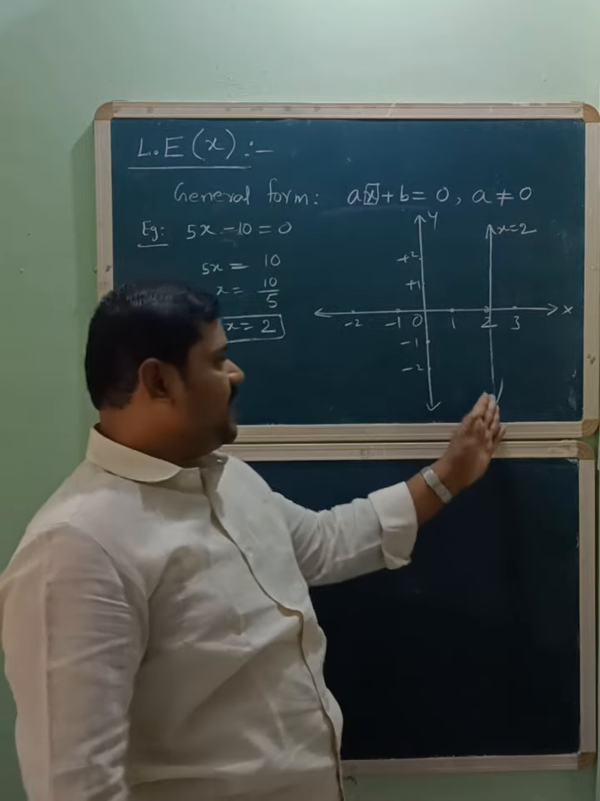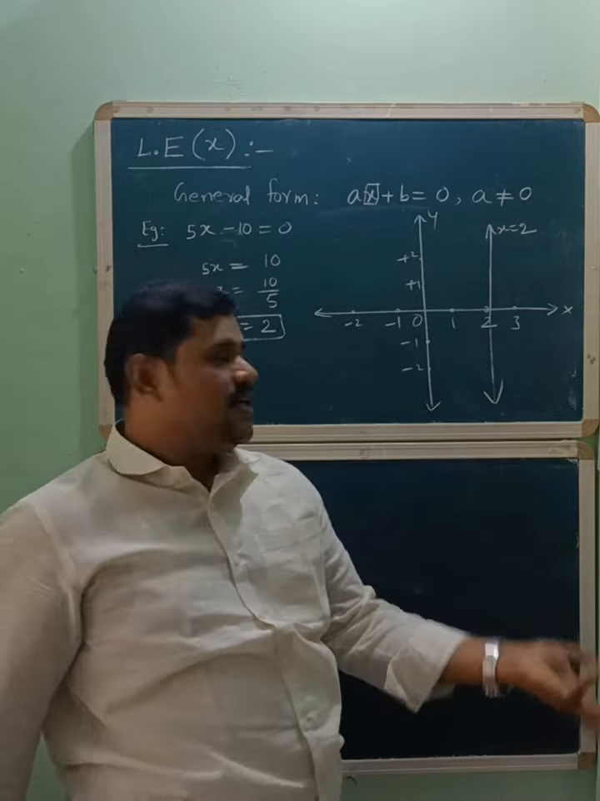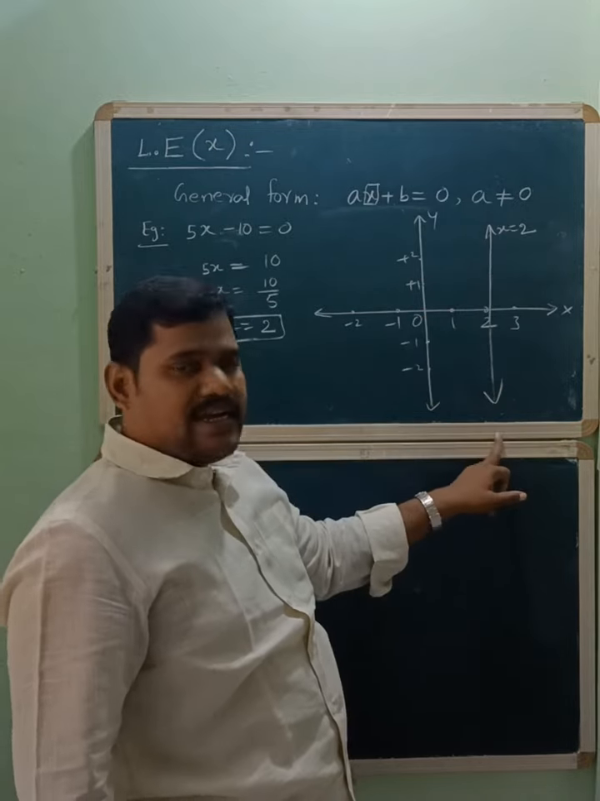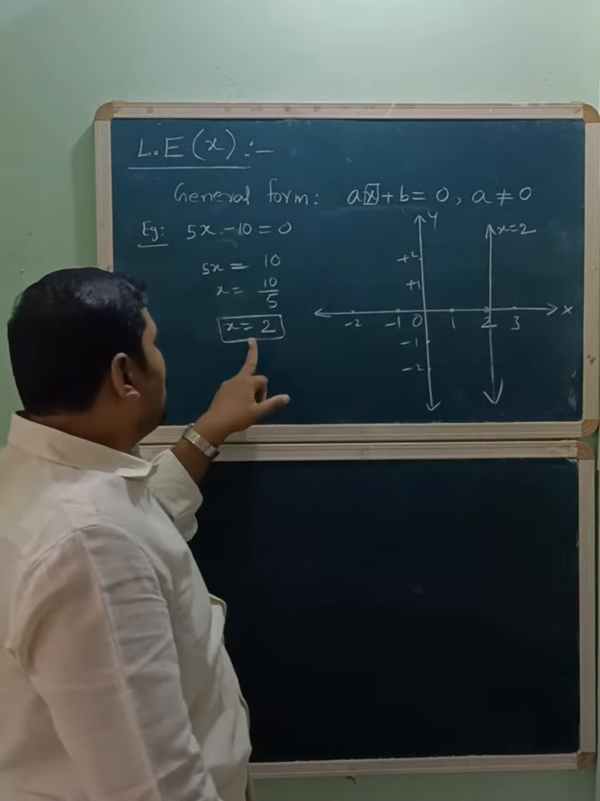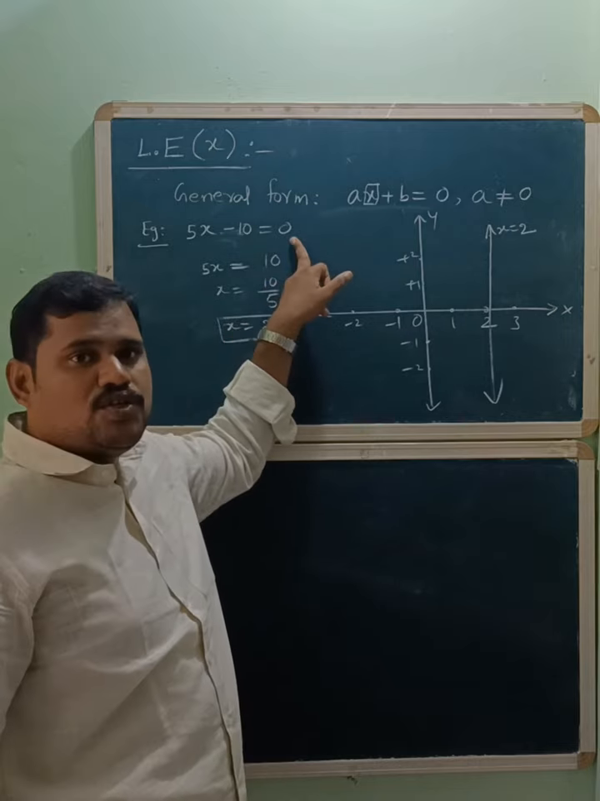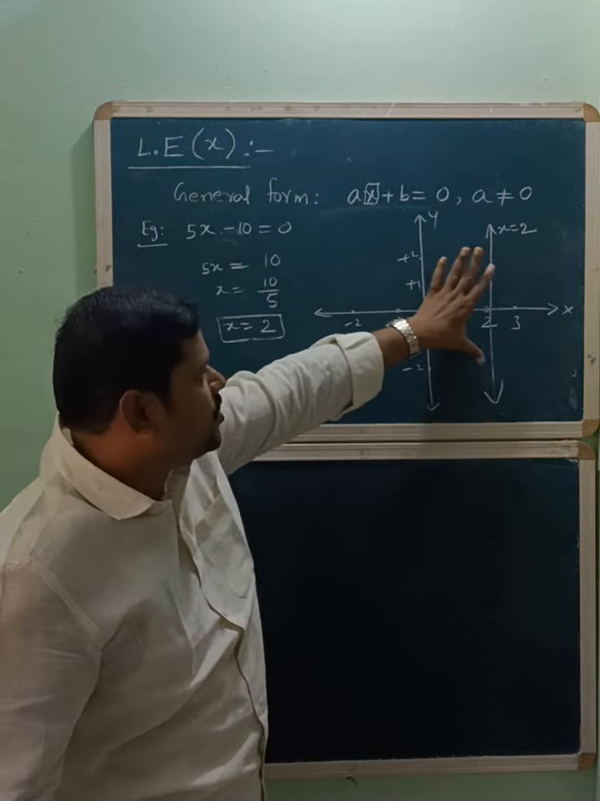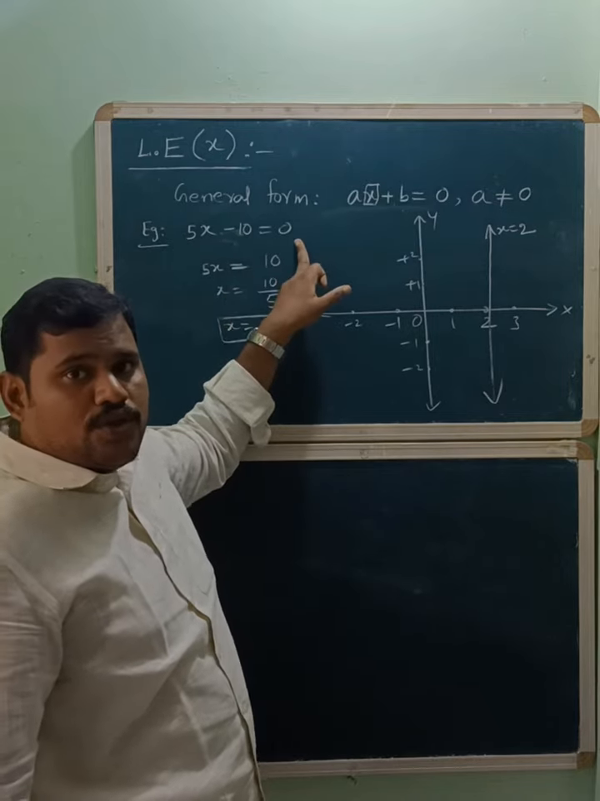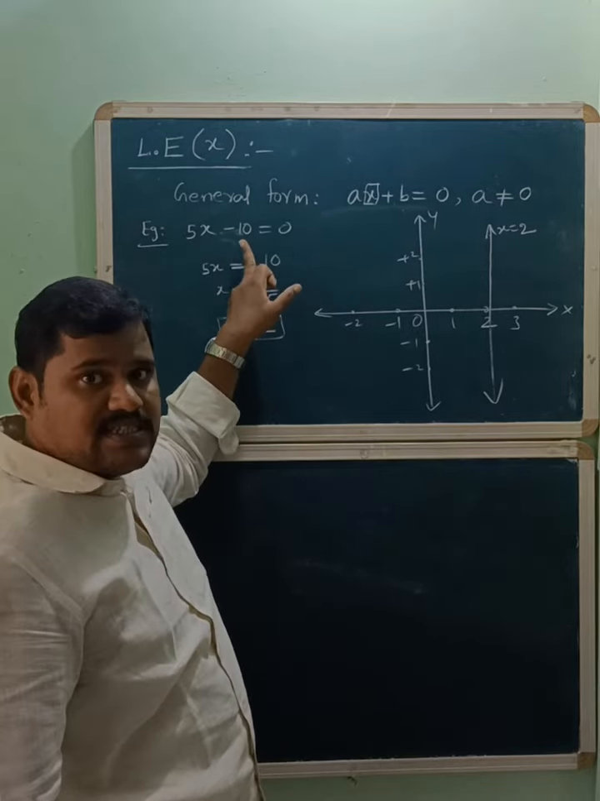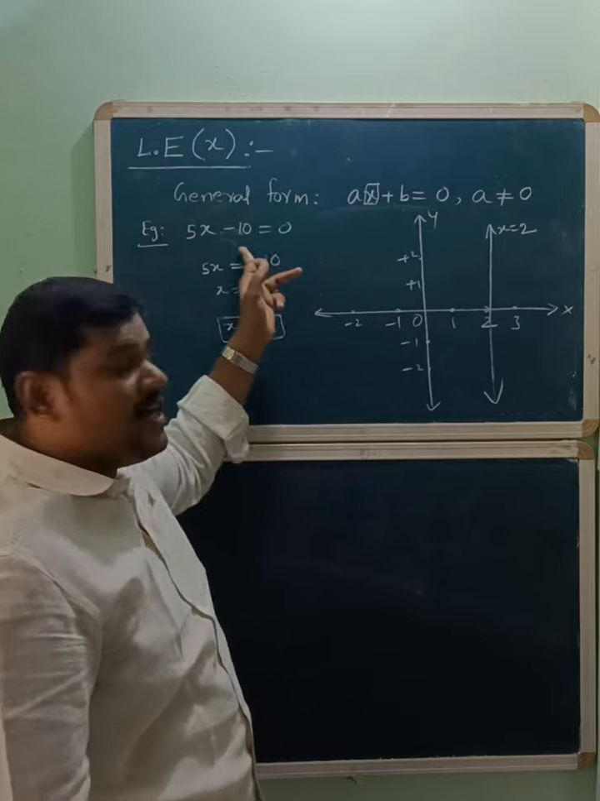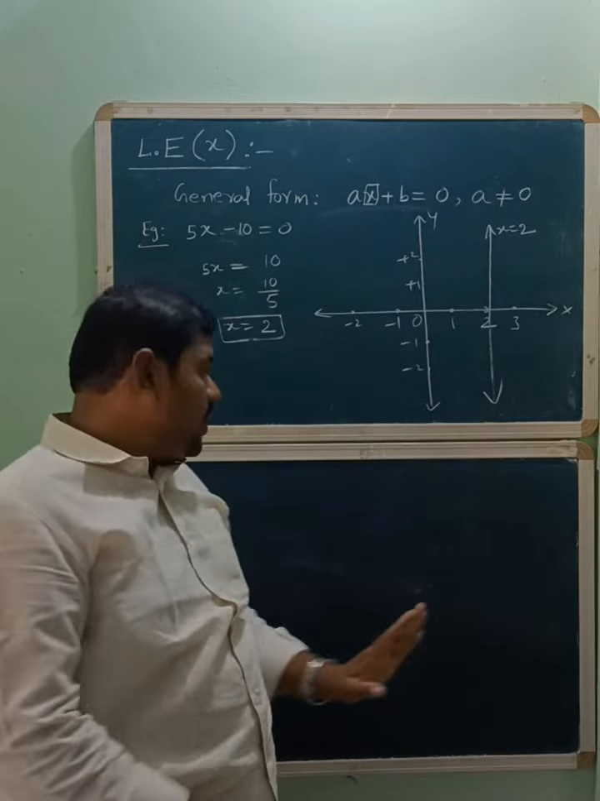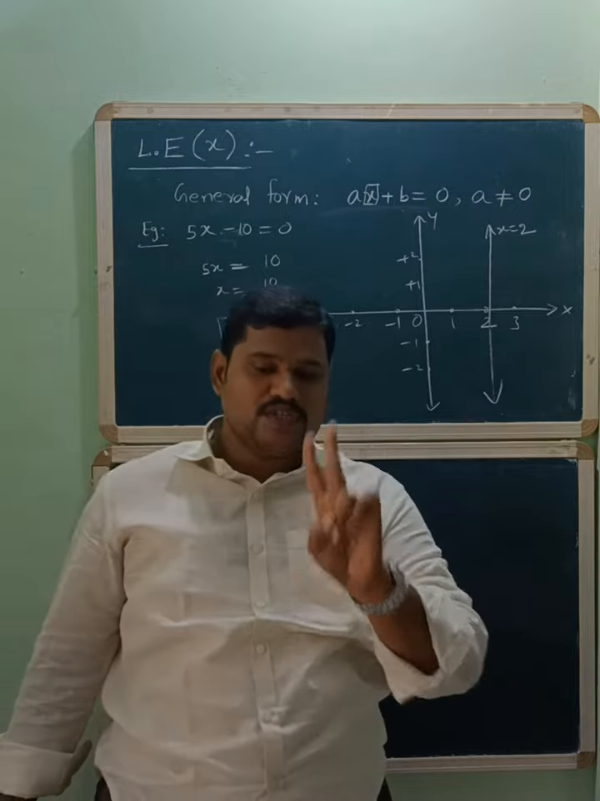So now what is that line? A straight line. The shape of x is equal to 2 is a straight line. Then what is the meaning of x is equal to 2? It is the equation 5x minus 10 is equal to 0. The graph of 5x minus 10 is equal to 0 is a straight line. Here two points are concluded.